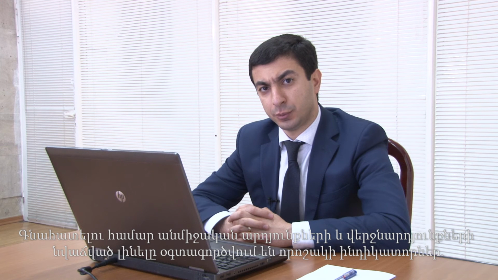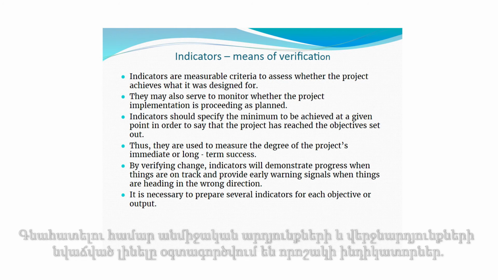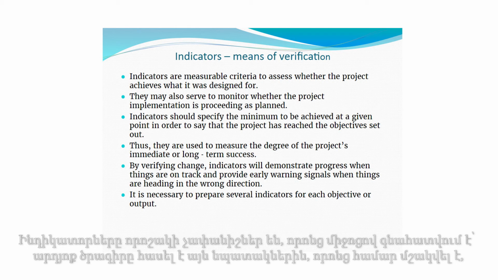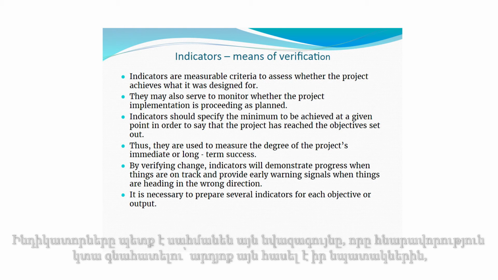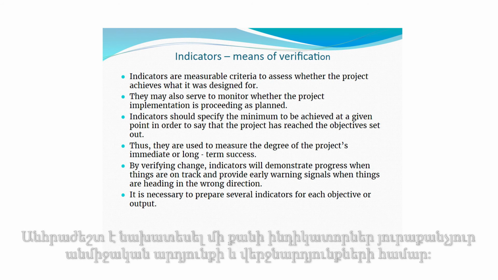To measure the outcomes achieved, certain indicators are used. Indicators are measurable criteria to assess whether the project achieves what it was designed for. They may also serve to monitor whether the project implementation is proceeding as planned. Indicators should specify the minimum to be achieved at a given point in order to say that the project has reached the objectives set out.